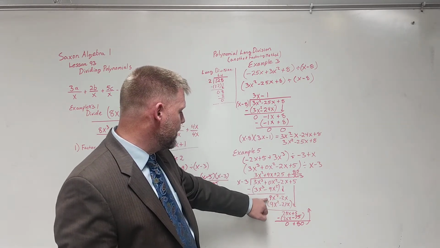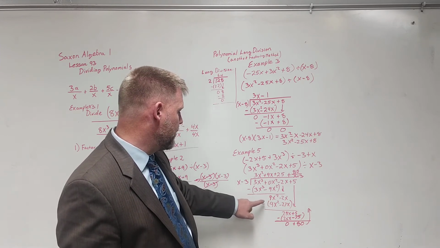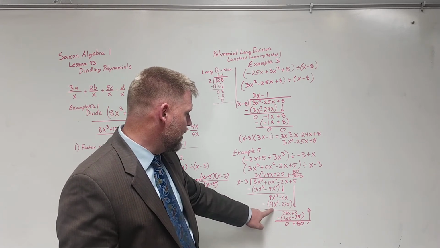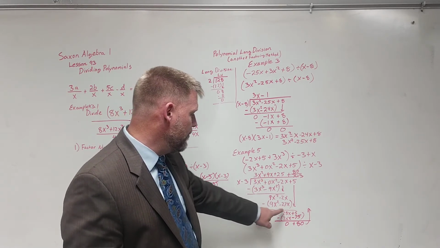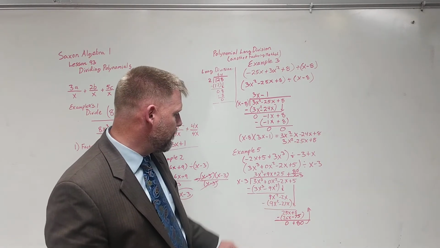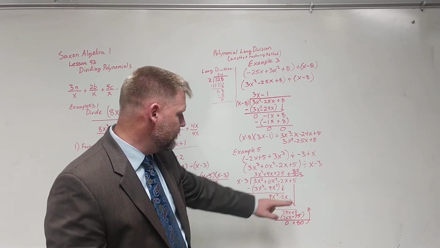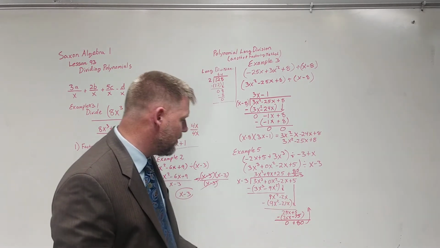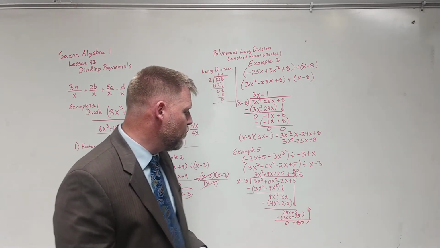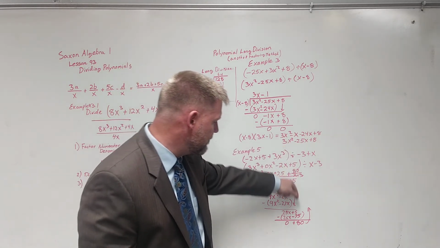Then I look at it and say, what times x will give me a 9x squared? Well, 9x would give me that. So I put a 9x up here. That gives me my 9x squared, right? And then I go ahead and say my 9x times a negative 3, which is a negative 27x. And I put my parentheses on it. But I have a problem because now I'm going to say 9x squared minus 9x squared, that's 0. But negative 2x minus a negative 27x. So negative 2x plus 27x, and that gives me a 25x. Okay, good enough. I bring the 5 down, right?